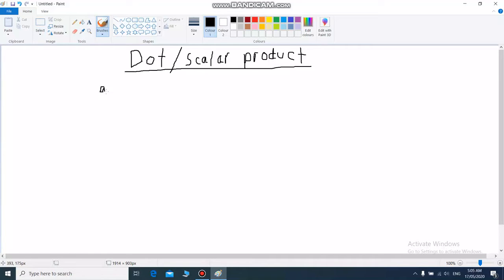If you have two vectors, A and then you dot it with vector B, then that is equal to the modulus of A times the modulus of B, and then times cos theta. And this theta is the angle between the two vectors. Now if you're seeing this for the first time, you'd probably be like, what does that mean? I don't know what this means.